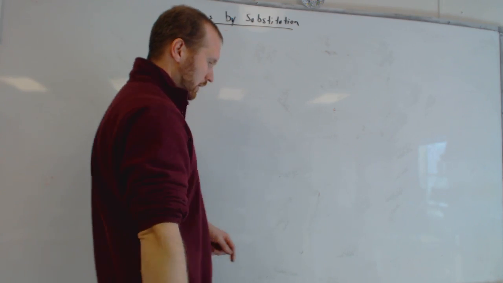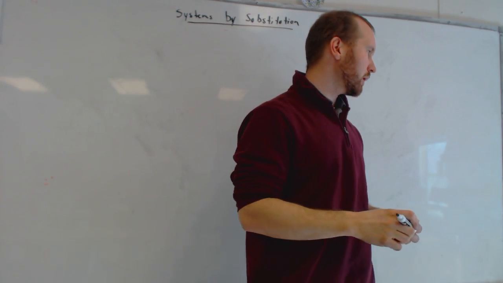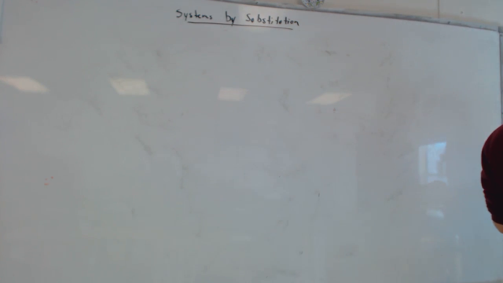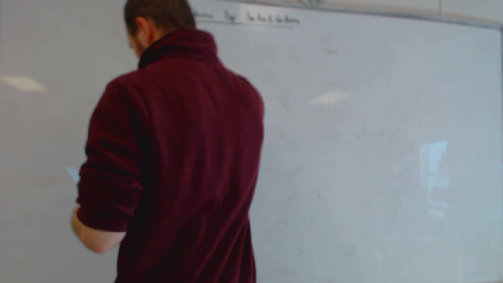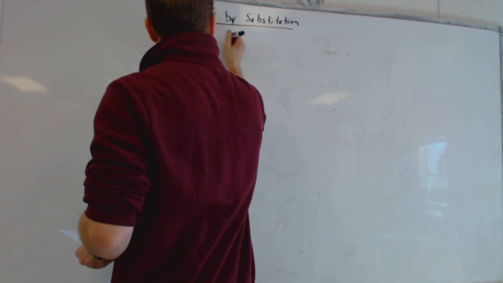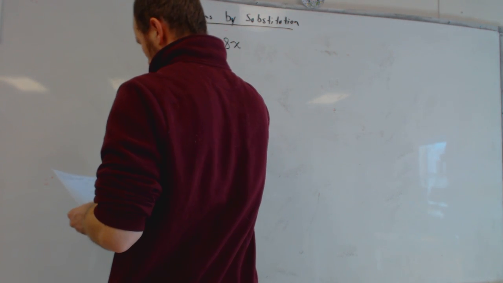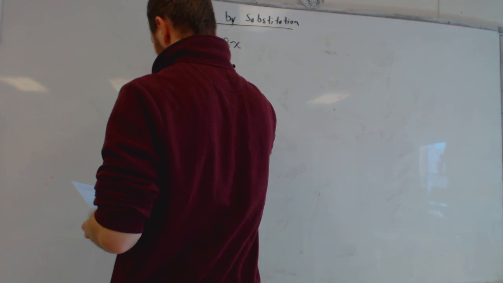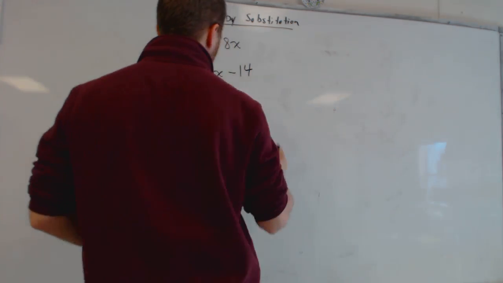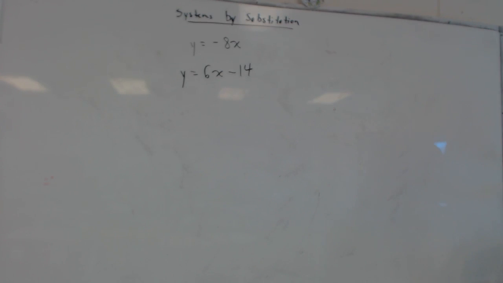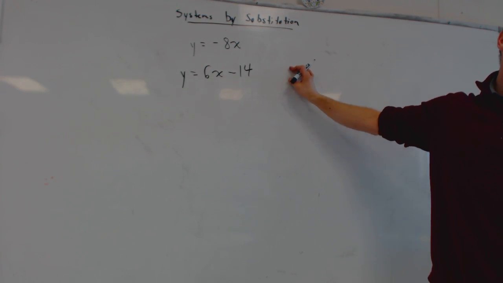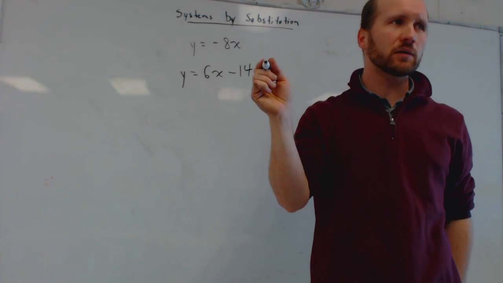All right. I'm going to put up a problem from your homework, and you're going to solve it in your notes. This is problem number 7. Y equals negative 8x. Y equals 6x minus 14. So let's talk this through. And on your homework, once we get the answer, you can just write in the answer. So this is problem number 7. You might want to make a note in your notes.